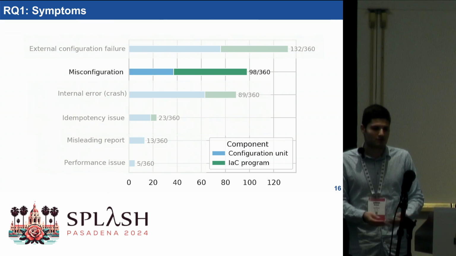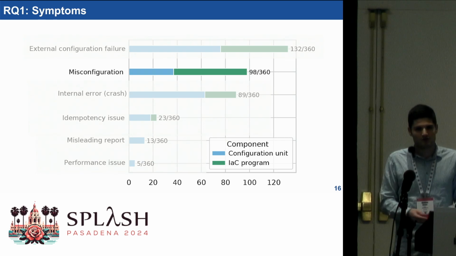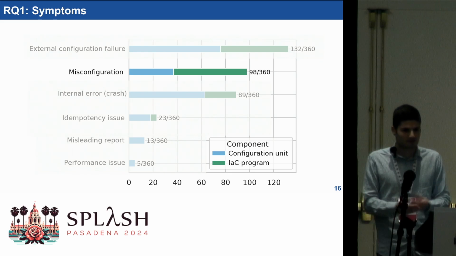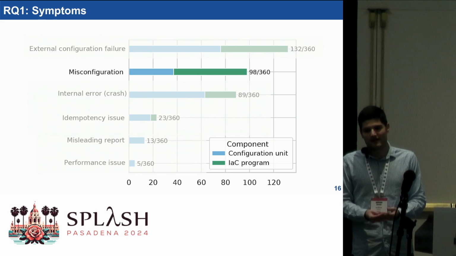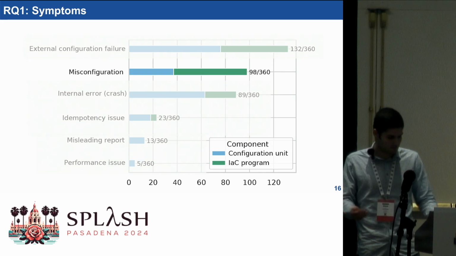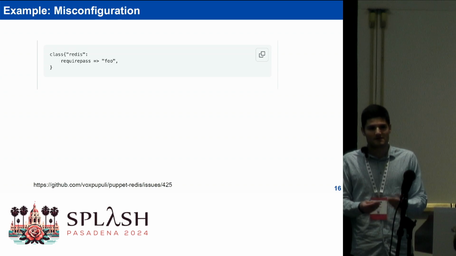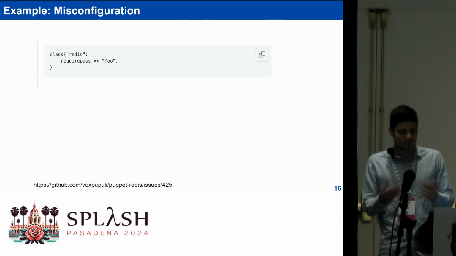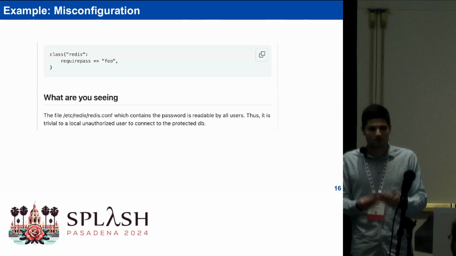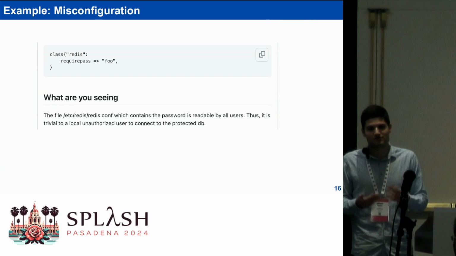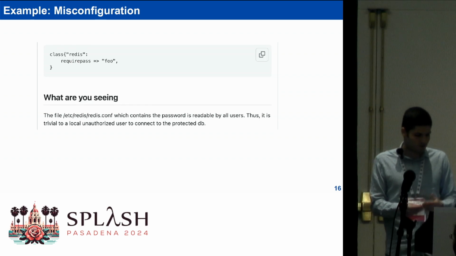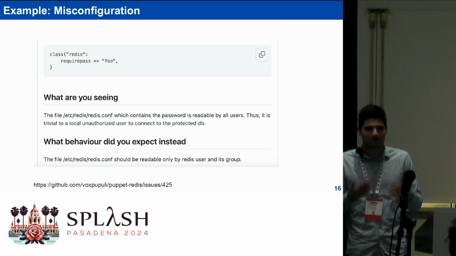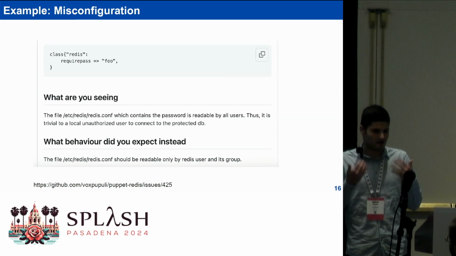Moving on to the second most common symptom, which is misconfiguration. So in this case, the IA component terminates successfully, although it fails to bring the system to the desired state. To adduce an example, consider this snippet. Here, we try to deploy a Redis database, and we set a custom password. However, when we execute this snippet, there is a specific configuration file that is created, and this file contains the password, and it's readable by all users. However, we would expect that this file would only be readable by a Redis user and its group.